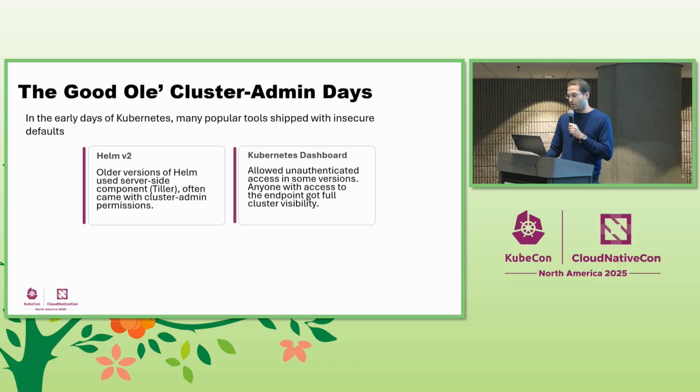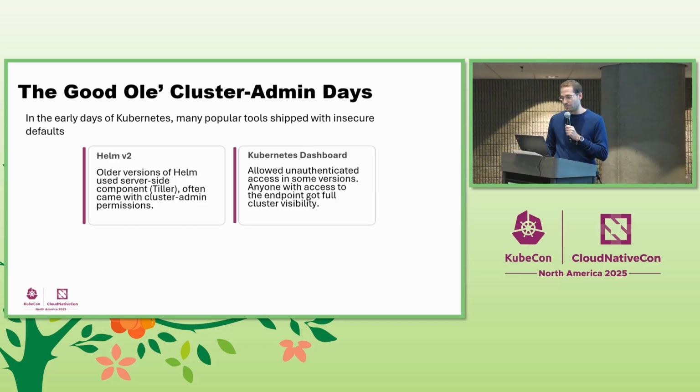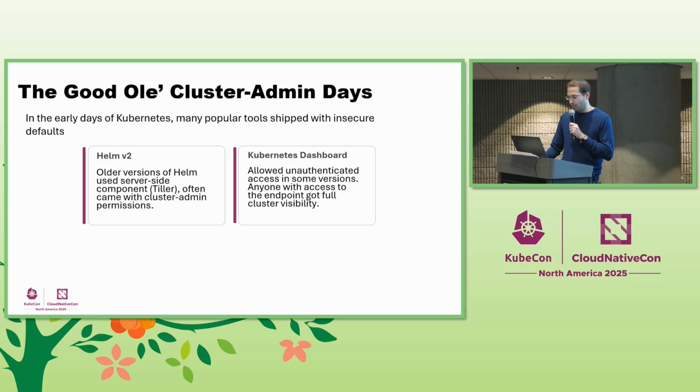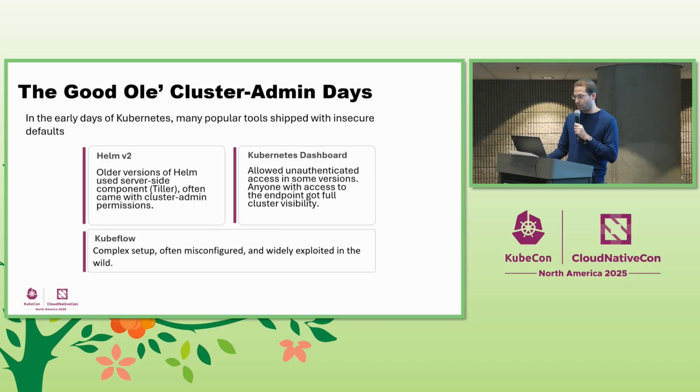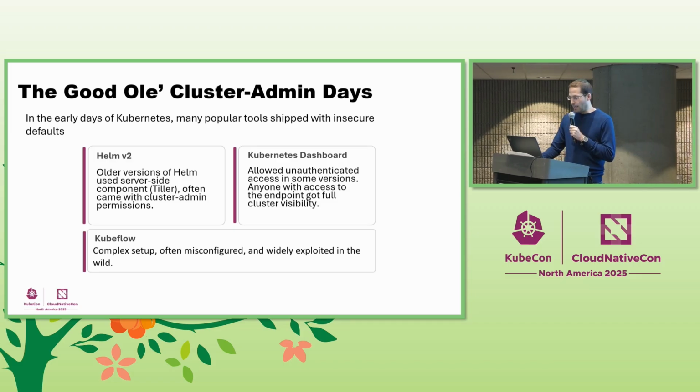Another example is the old Kubernetes dashboard, which was a web interface to manage the cluster. Depending on the exact version, sometimes it came without authentication. In this case too, once you had initial access to the cluster, you could use the dashboard for privilege escalation. And in some cases, users even exposed the dashboard to the internet, which really helped the attackers in those cases. And the last example is Kubeflow, which is a very popular framework for building ML pipelines in Kubernetes.